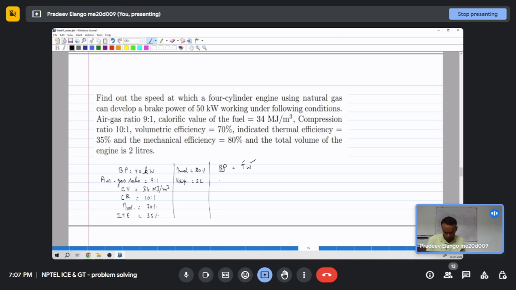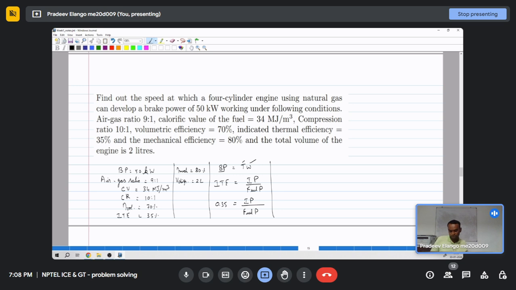So we can start using the indicator thermal efficiency, ITE. Indicator thermal efficiency is indicator power divided by fuel power. That is 0.35. Indicator power is not known, and fuel power has to be calculated.